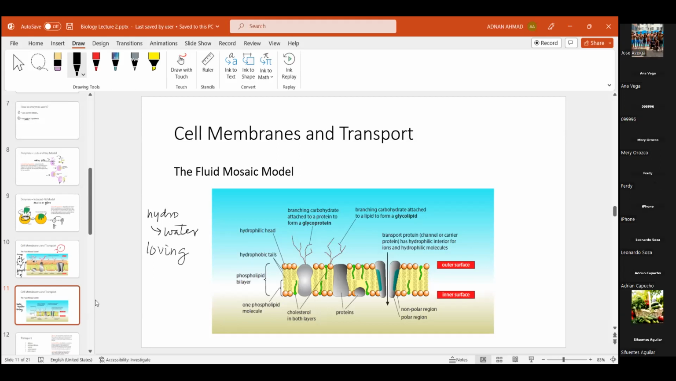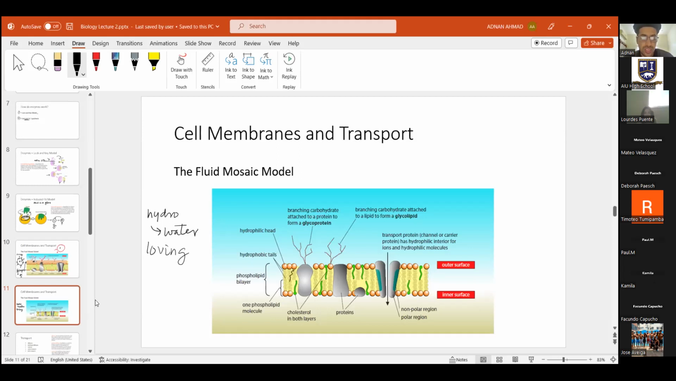On the inside, we have hydrophobic regions. You can see these tails here. These are hydrophobic tails. Again, hydro means water, and phobic, you may have heard of the word phobia, means fear. So these molecules fear water and try to stay away from water-based molecules.